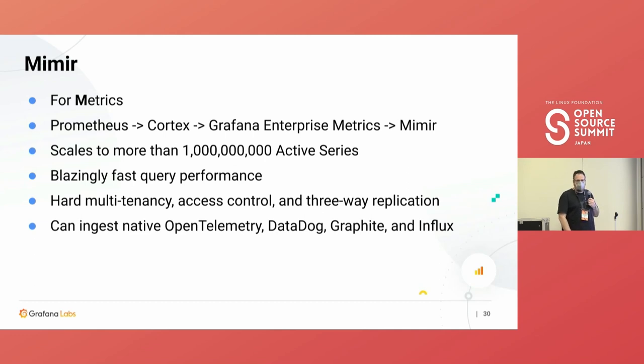Mimir actually scales to 1 billion active series. So at any time and point, you're actively ingesting 1 billion different data points from different time series every 10 to 60 seconds. And it scales to this level. It's really, really fast in query performance. You have multi-tenancy if you need it, access control, three-way replication. Of course, Prometheus is its own instance, and if it goes away, it goes away. And it can ingest OpenTelemetry, Datadog, Graphite, Influx, other protocols which you cannot do with Prometheus.